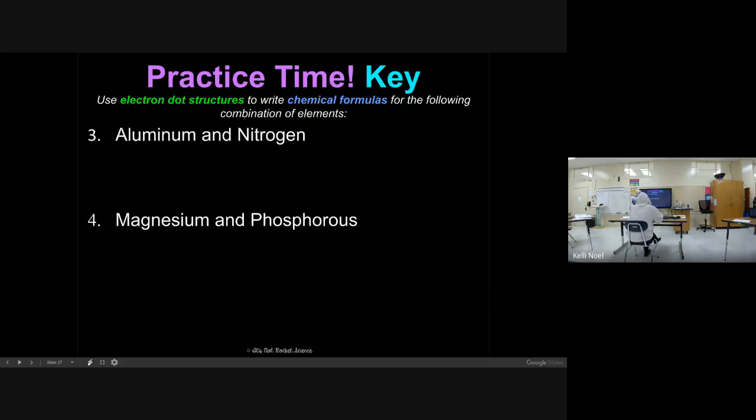All right, aluminum and nitrogen. Aluminum is in the 3A or 13, so it has 3. Nitrogen is in 5A, and it has 5. So it's got 2 on the top and 1, 2, 3 here. All right, so 1 aluminum is going here, 1 electron here, 1 electron here. So it is AlN.